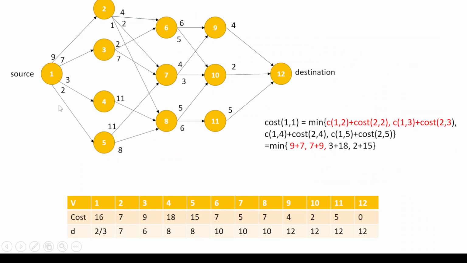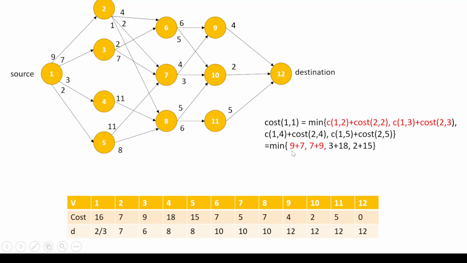Moving forward, we are going to the last node, that is the source node. There are 4 different edges coming out from this node, so we need to find the minimum of all these. The minimum of the weight of the edge from 1 to 2 plus cost of second stage vertex 2, comma weight of 1 comma 3 plus cost of second stage third vertex, and weight of 1 comma 4 and second stage fourth vertex, comma weight of 1 comma 5 and second stage fifth vertex. Substituting, we get the minimum of 9 plus 7, 7 plus 9, 3 plus 18, and 2 plus 15.